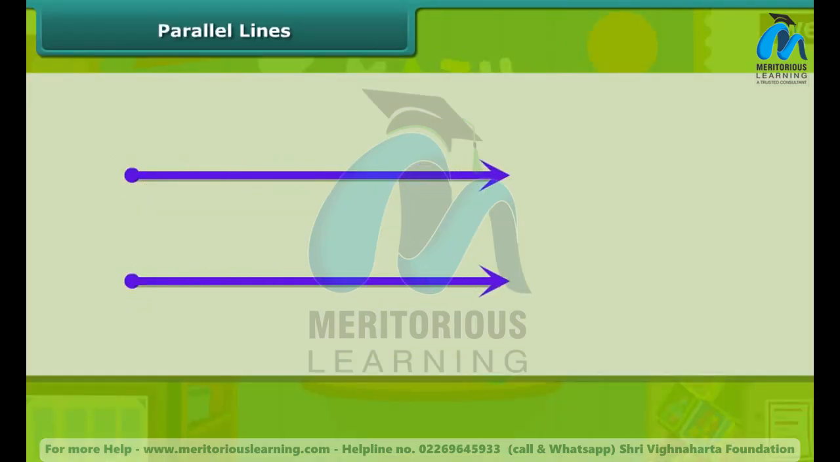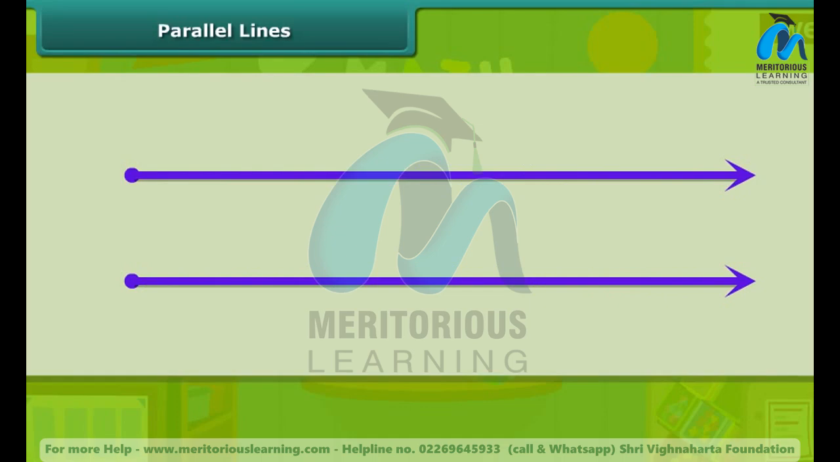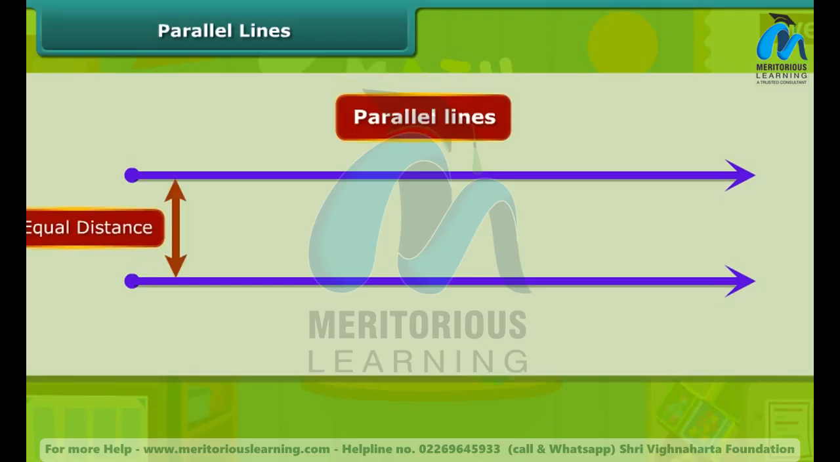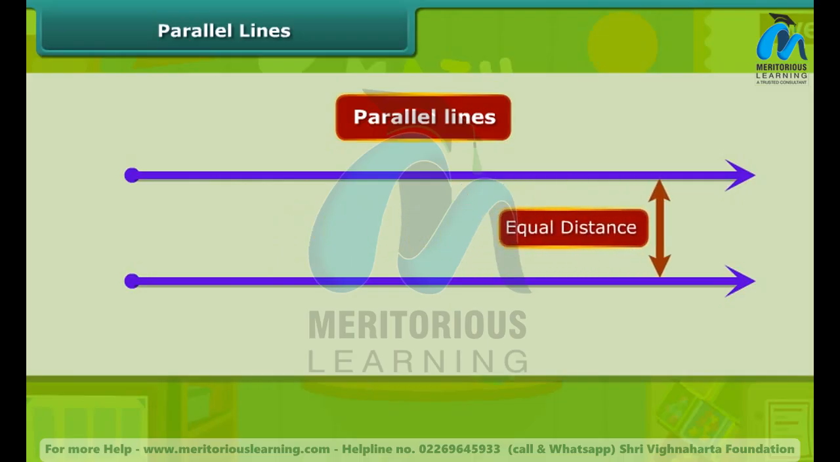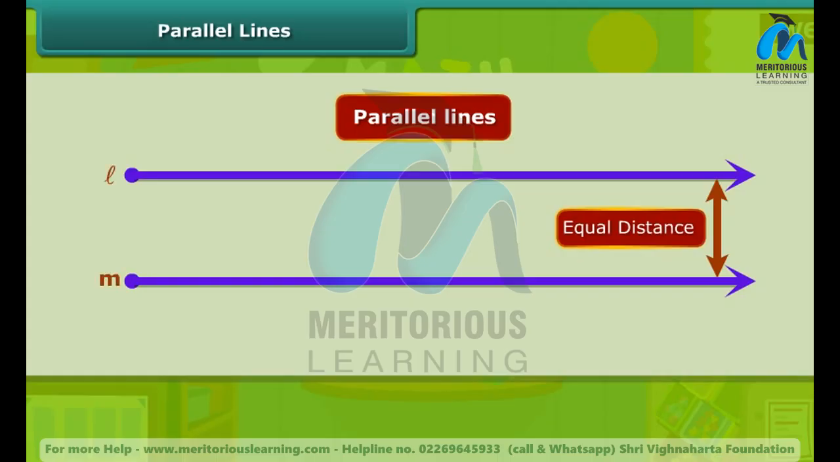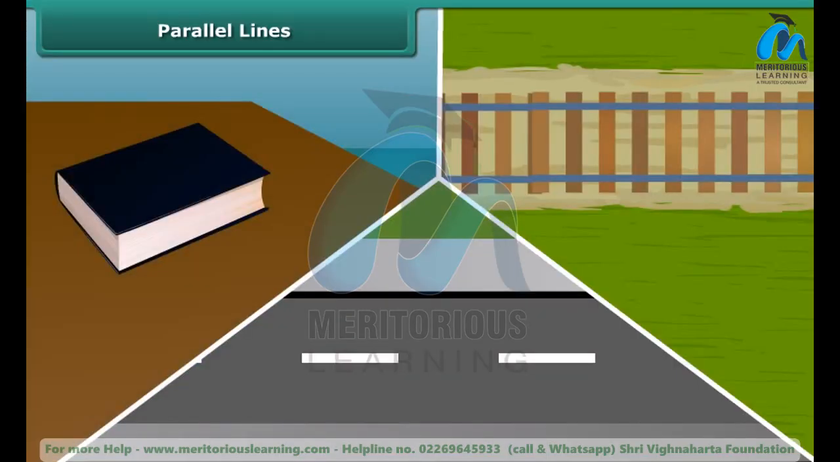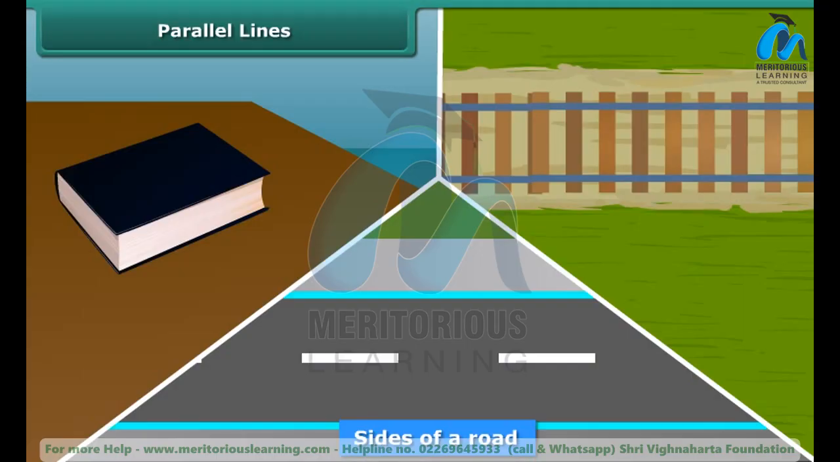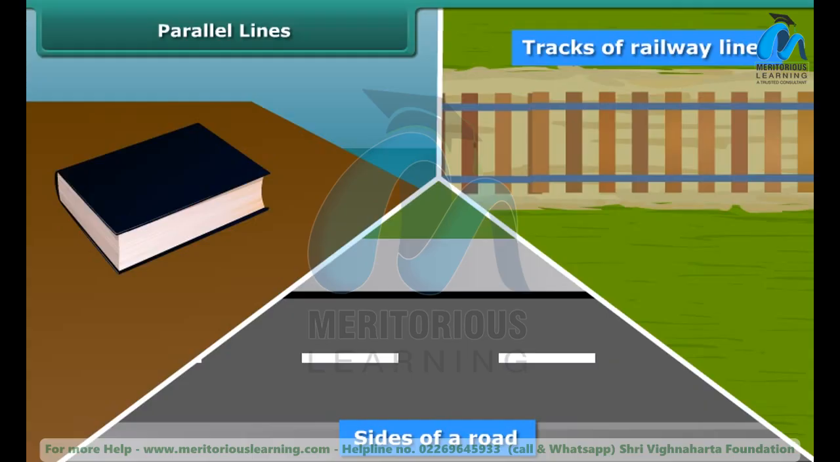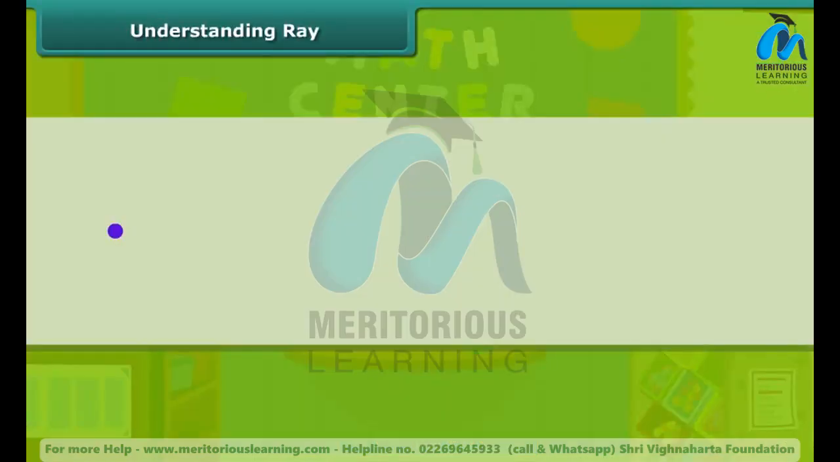Another set of lines are those which do not intersect. Such lines which do not meet at all are called parallel lines. The distance between these lines remains constant. Here, 2 lines L and M do not intersect, so they are parallel lines. A few examples of parallel lines from daily life include sides of a road, tracks of railway lines, edges of a book. We have learnt about a line segment.